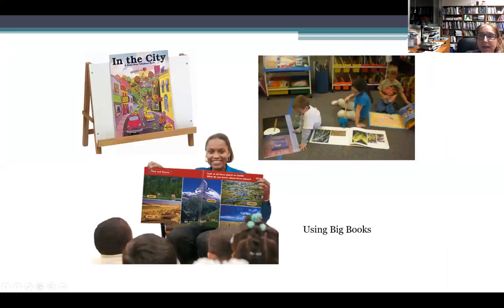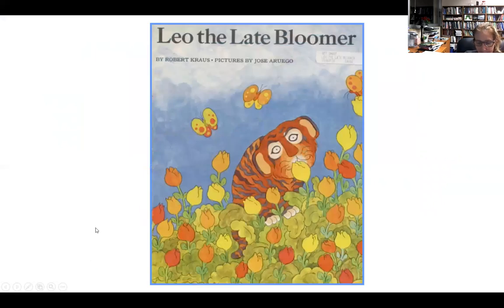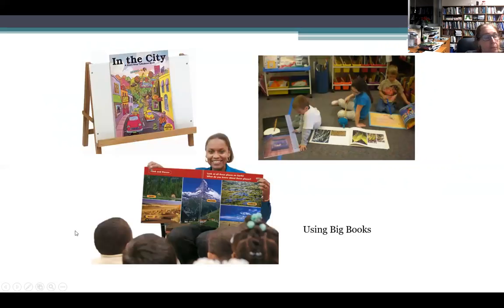They love big books. One of the things is that big books usually have repetitive patterns in the vocabulary, so that they're using the words over and over again. They love the pictures, and a big book means everybody in the class can see it when they're being read to. I hate these little books where you're reading and you have to turn it and the kids are straining to see the pictures, so use big books.